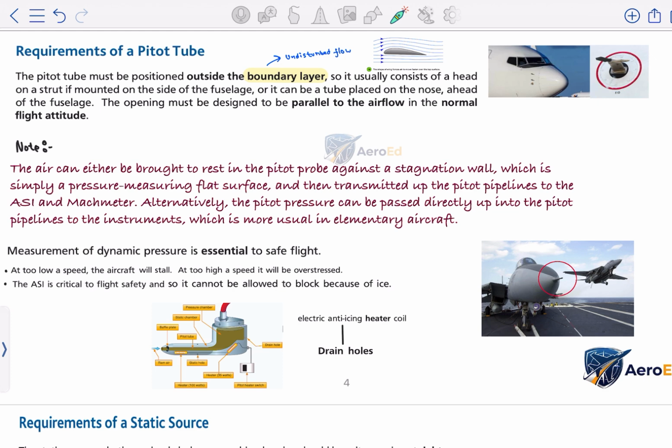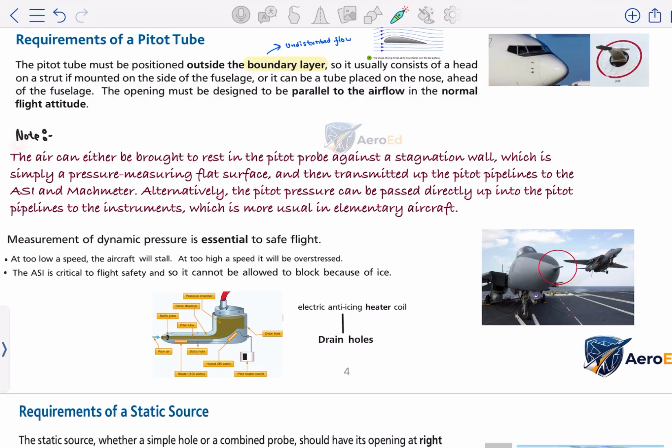The pitot tube wants to sense the dynamic pressure, and to sense the dynamic pressure it has to face the moving airstream, so it is parallel to the airflow. So let's read what's written in this note.